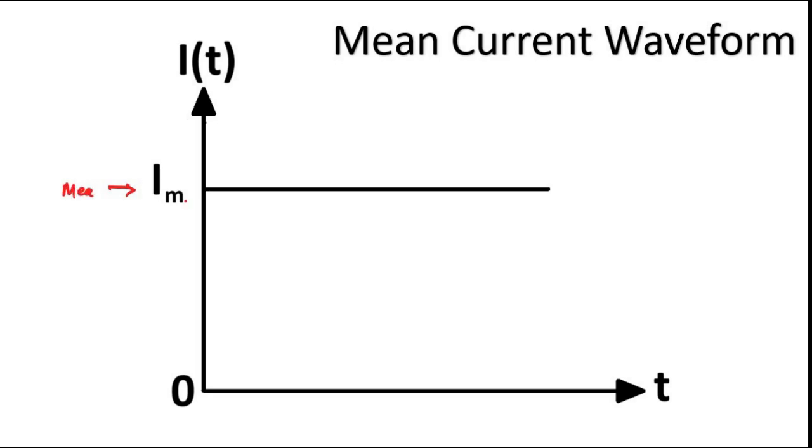So this DC current with value I mean, or I average, will send the same amount of charge for that duration from here to here, which is T by 2.